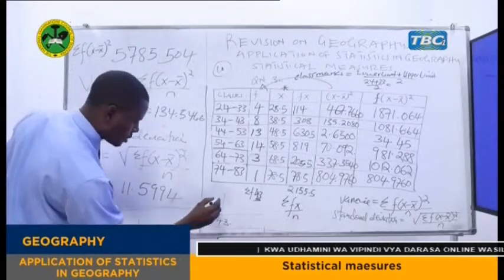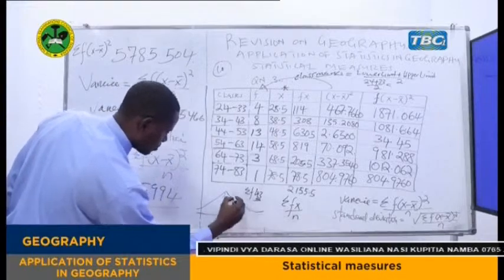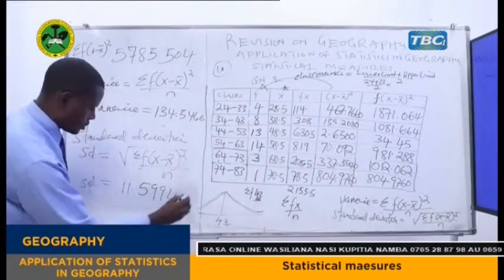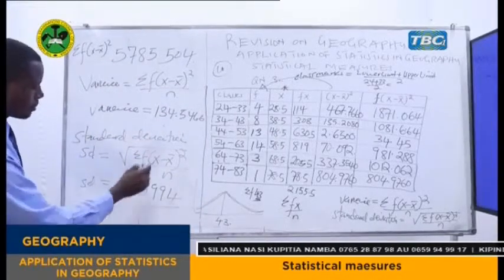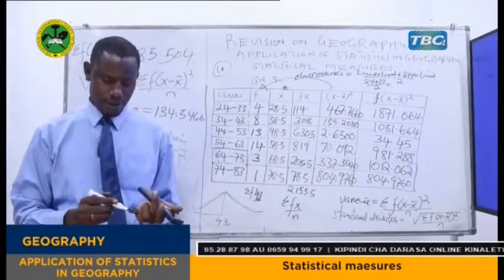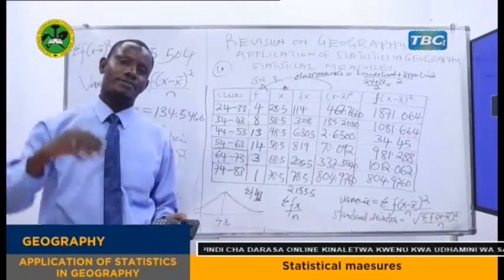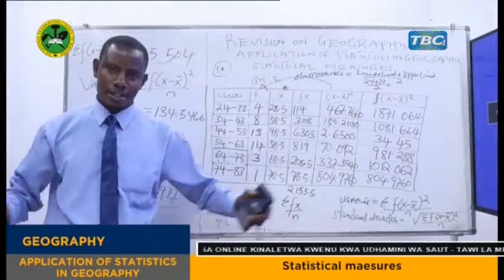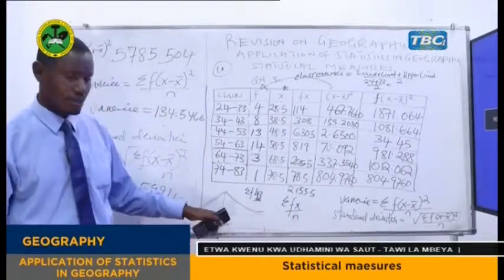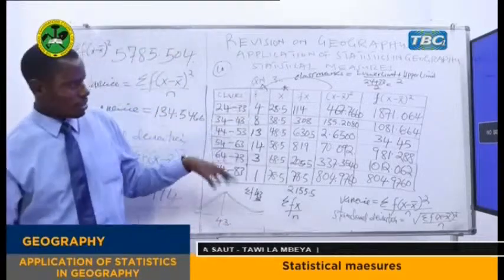Then if you cross-check it, it means the way those data have been distributed, they have departed from the mean by about 11.5, and this is too high. So we have a higher standard deviation. And as we said, if you have a higher standard deviation, it means that the data have departed away from the what? From the mean. But if it is small, it means the concentration is along the mean. So for that particular question, that's how we can solve it.